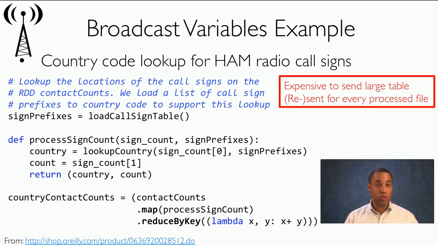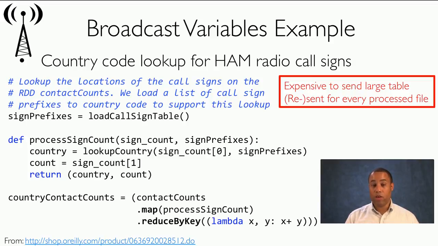So we create a table called sign prefixes that contains this information. We then create a function, process sign counts, which will take in one of these pairs of a call sign and a number of times that it's been seen, along with that table, sign prefixes, and we'll look up the country code from the first element of the pair, the call sign, and then return a pair consisting of the country and the number of times that we've seen that call sign. Now, we can apply this to our contact counts RDD using a map function where we pass in this function that we just defined, process sign counts.